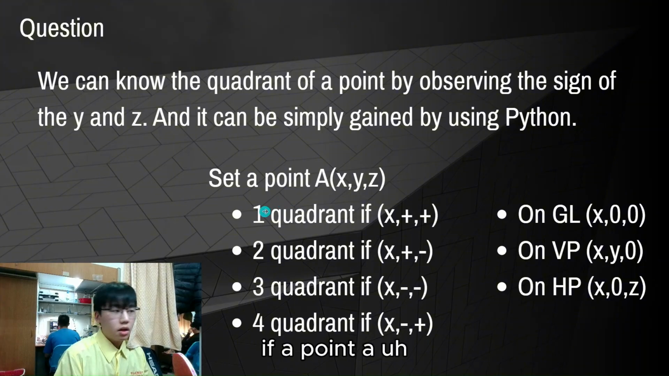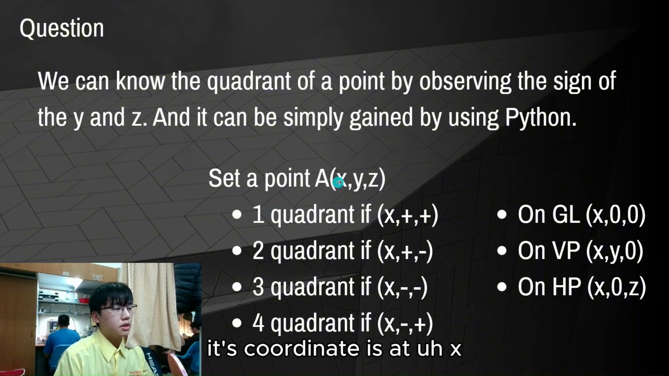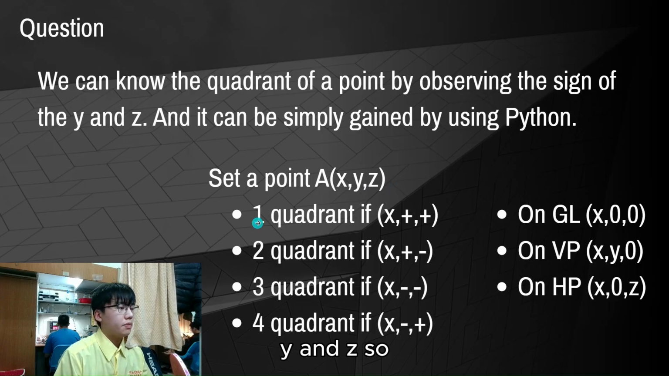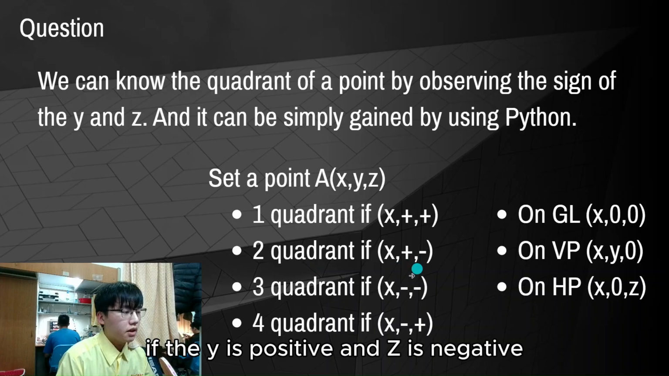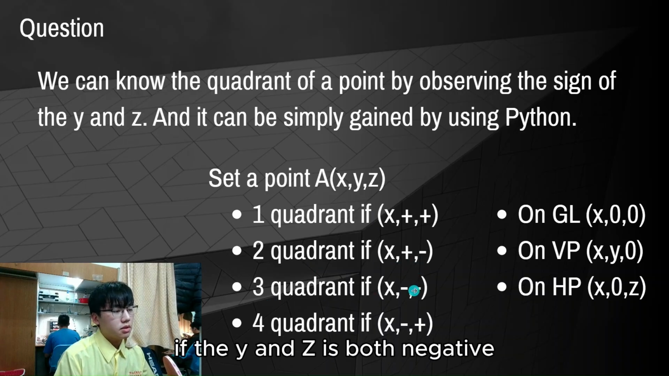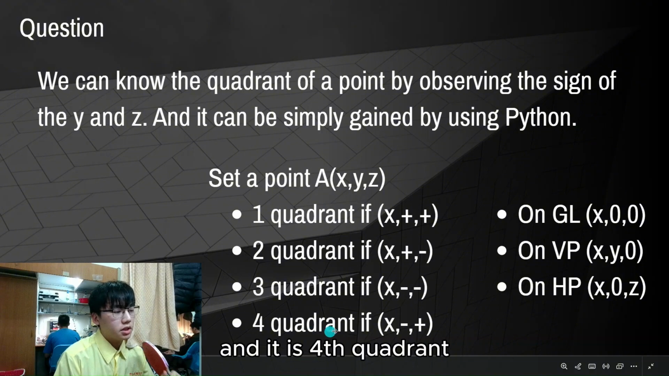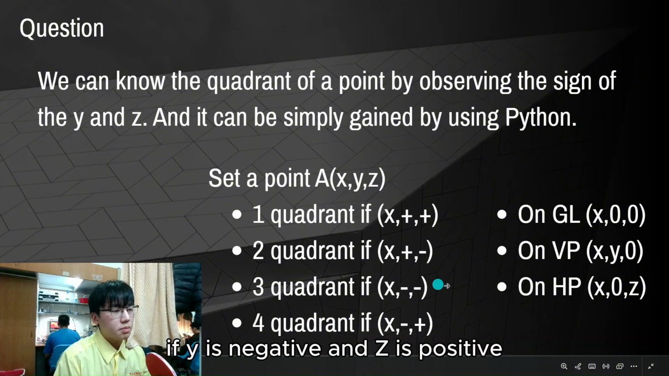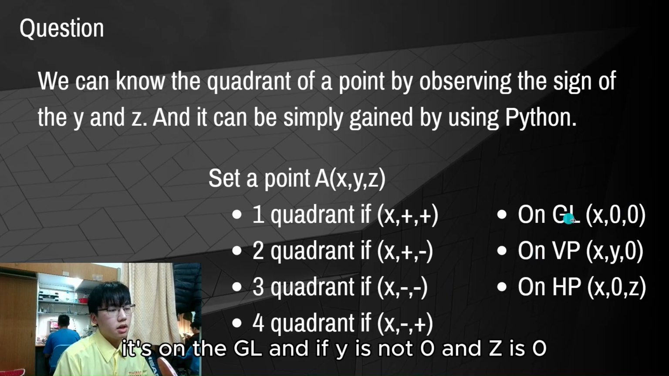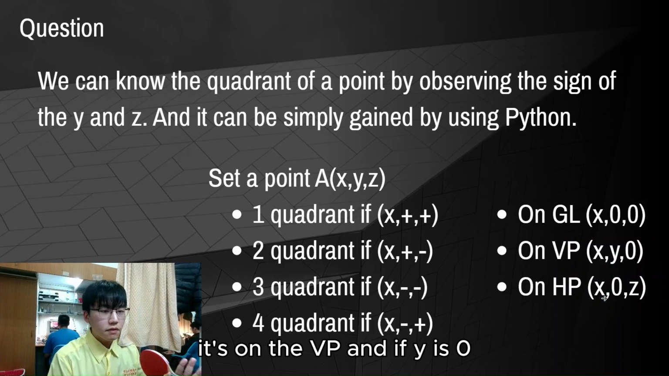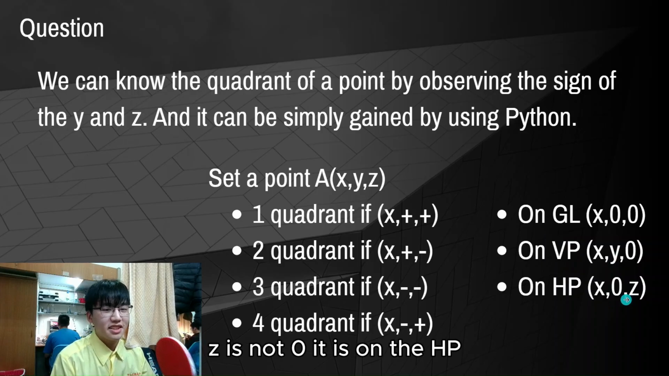If a point A has coordinates x, y, and z, it is in the first quadrant if y and z are both positive, and it is in the second quadrant if y is positive and z is negative. It's in the third quadrant if y and z are both negative, and in the fourth quadrant if y is negative and z is positive. If y and z are both 0, it's on the GL, and if y is not 0 and z is 0, it's on the VP, and if y is 0 and z is not 0, it is on the HP, the horizontal plane.